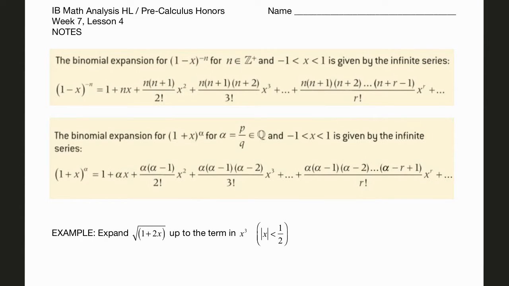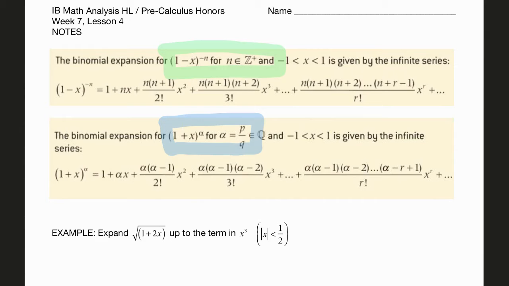Week 7, Lesson 4. Okay, so up at the top of the screen, you are seeing two formulas that look really similar, but I'm going to use a highlighter. I'm going to highlight the top one in green, right? And I'm going to highlight the bottom one in blue. Okay, and I want you, when you're doing this lesson, to make sure that you're looking at the correct formula.